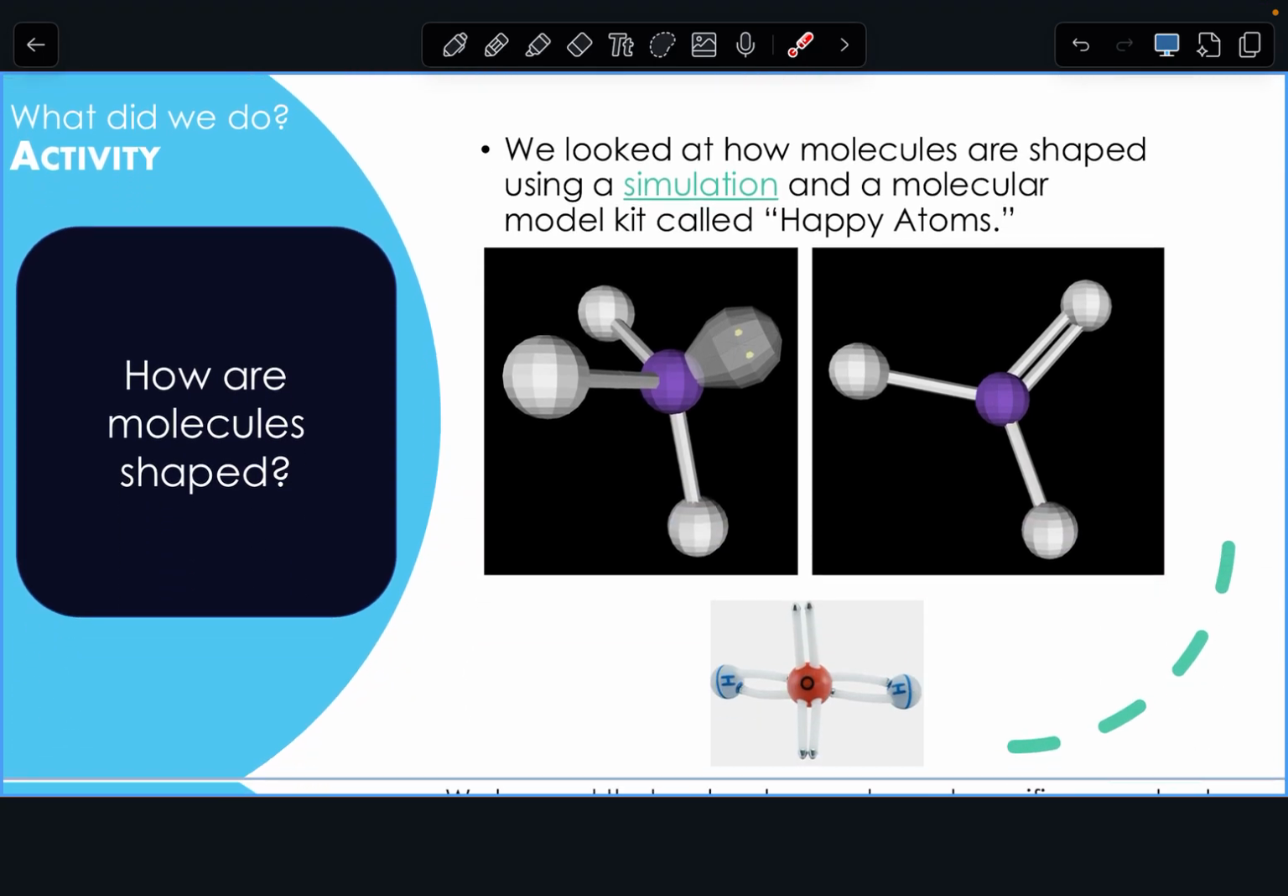We looked at the simulation because at this point, I wanted you to start building these from scratch. So I wanted to give you the elements, and then I wanted you to tell me what the molecule is, if it's polar or not.